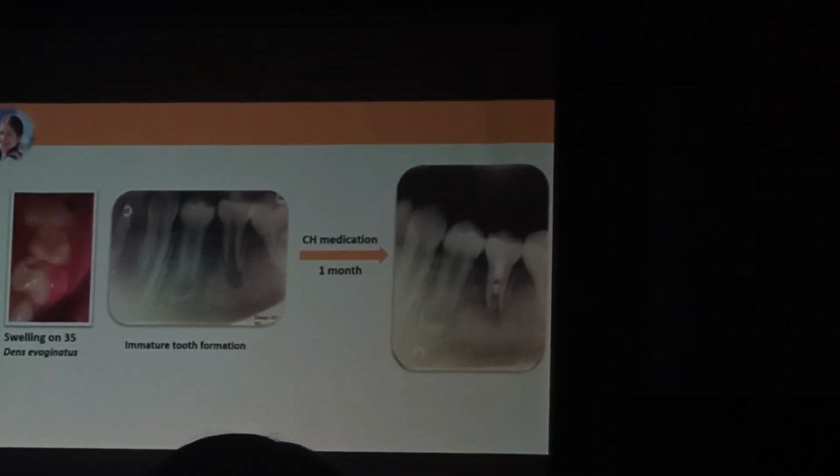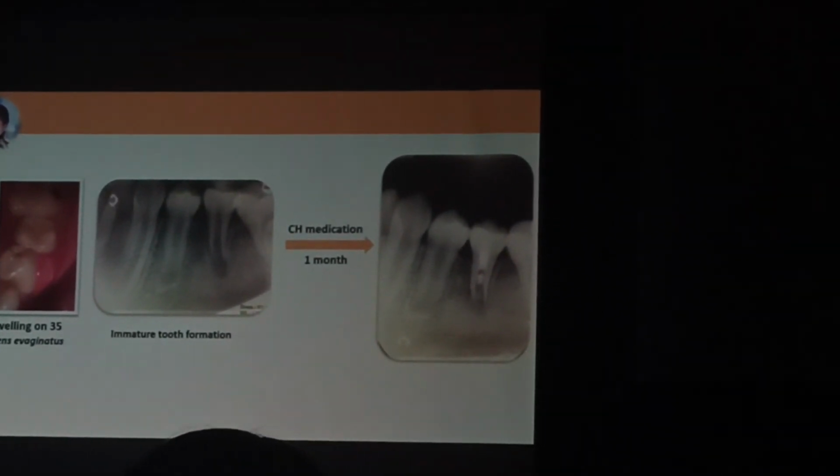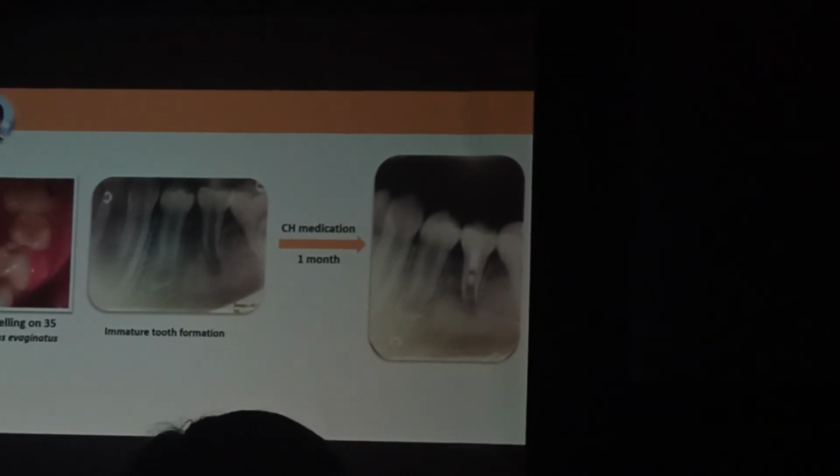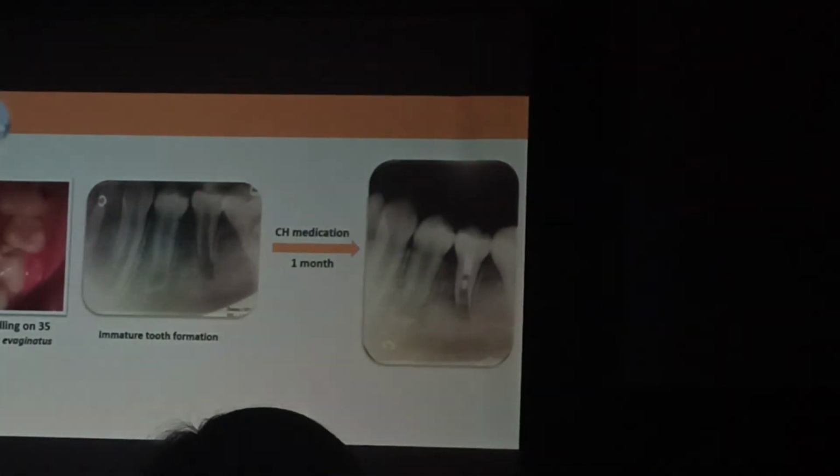Okay, so I have some of the cases that I would like to show you. Here is a case with a tooth swelling and a tooth retard with a dent investigation. If you see from the X-ray, you can see that the tooth itself has a wide root canal with open apex and some periapical lesion. In this case, we use calcium hydroxide as medication, and then wait for 1 month.